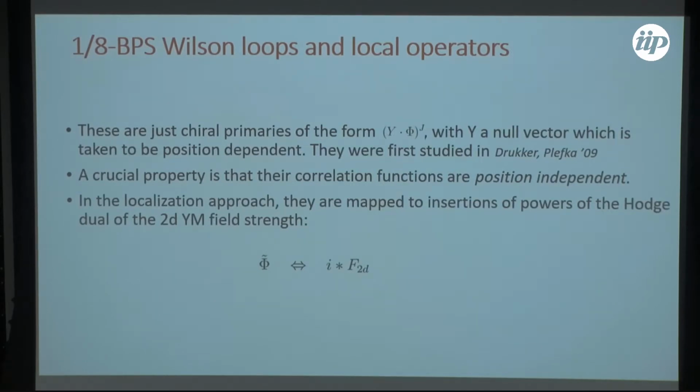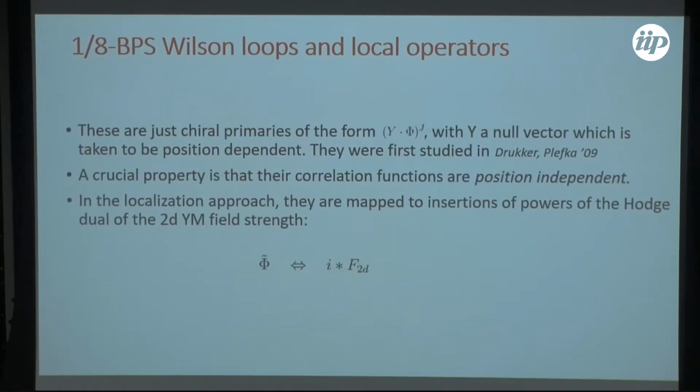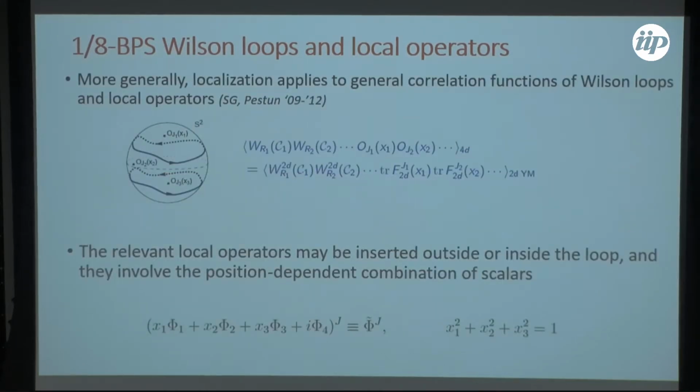This kind of operators were actually constructed before this application to Wilson loops by Drukker and Plefka, who also argued that because of this particular way that you choose them, their correlation functions are position independent. You can just show that by supersymmetry. This construction is in a similar spirit to what Rastelli and collaborators have been doing with the chiral algebra. There you get a subsector of holomorphic correlators. Here you get position-independent correlators. But the idea is the same. You still consider some position-dependent combination of scalars.